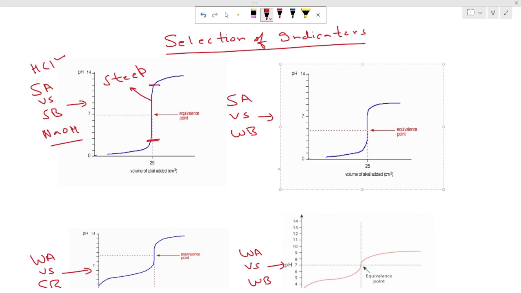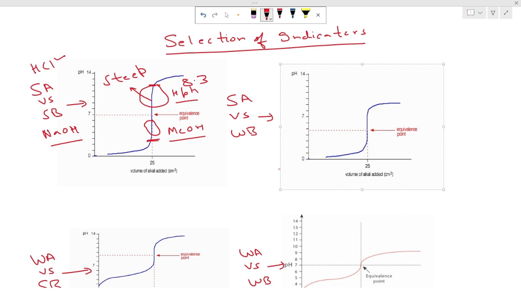Now let us see which other indicators are there. Say methyl orange and methyl red have pH range in this region. Phenolphthalein has pH range in this region. So phenolphthalein can also be used, or methyl orange can also be used as indicator. But since there is a sharp change in the color with phenolphthalein, phenolphthalein is generally used for strong acid, strong base titration. Now if we see, the equivalence point is 7, and phenolphthalein has its endpoint at approximately 8.3.